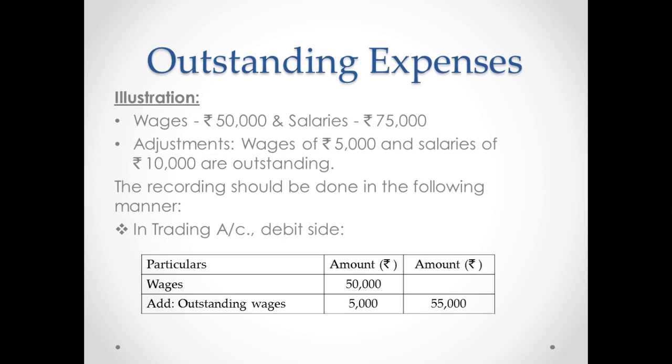We have wages 50,000, salaries 75,000. These are supposedly appearing in the trial balance, and the adjustments given are wages of 5,000 and salaries of 10,000 are outstanding. The recording should be done in the following manner. In the trading account debit side, we will have wages 50,000, and to this the outstanding wages amount will be added 5,000, and the total 55,000 will appear on the outer column of the debit side of the trading account.